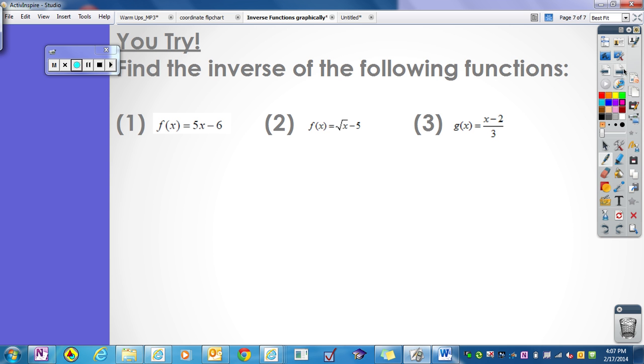Alright, so now I want you to try the following three. Given f of x equals 5x minus 6, given f of x equals the square root of x minus 5, given g of x equals (x minus 2) over 3, I want you to find the inverses. So again, your first step in all of these is to take that f of x and change it to a y. Then you're going to switch your x and y, and then you are going to solve to get y by itself all over again.